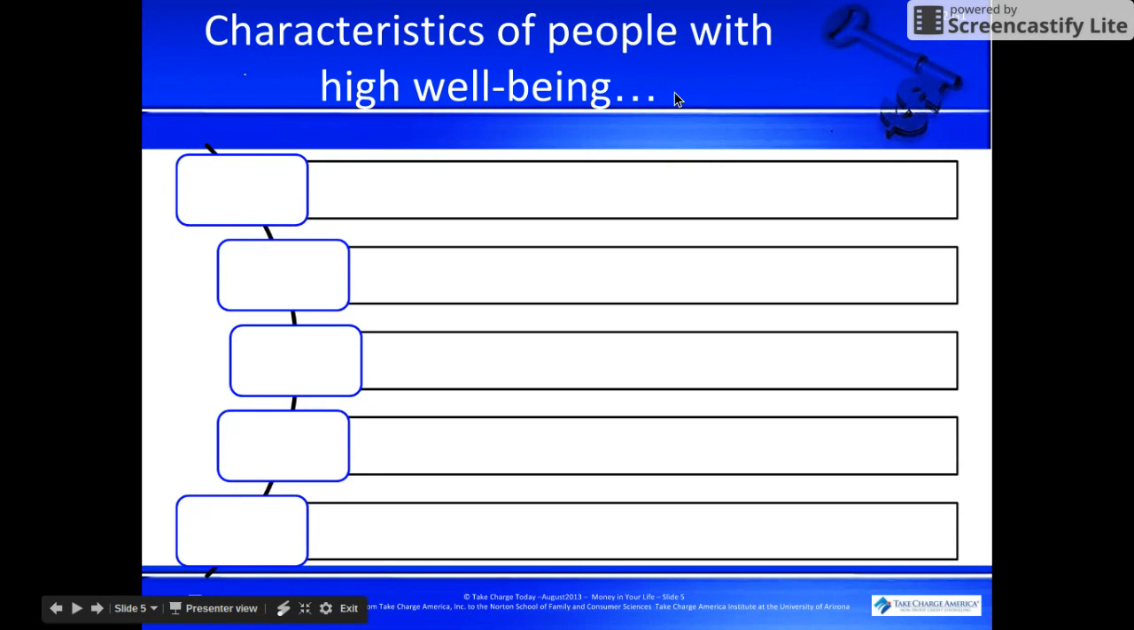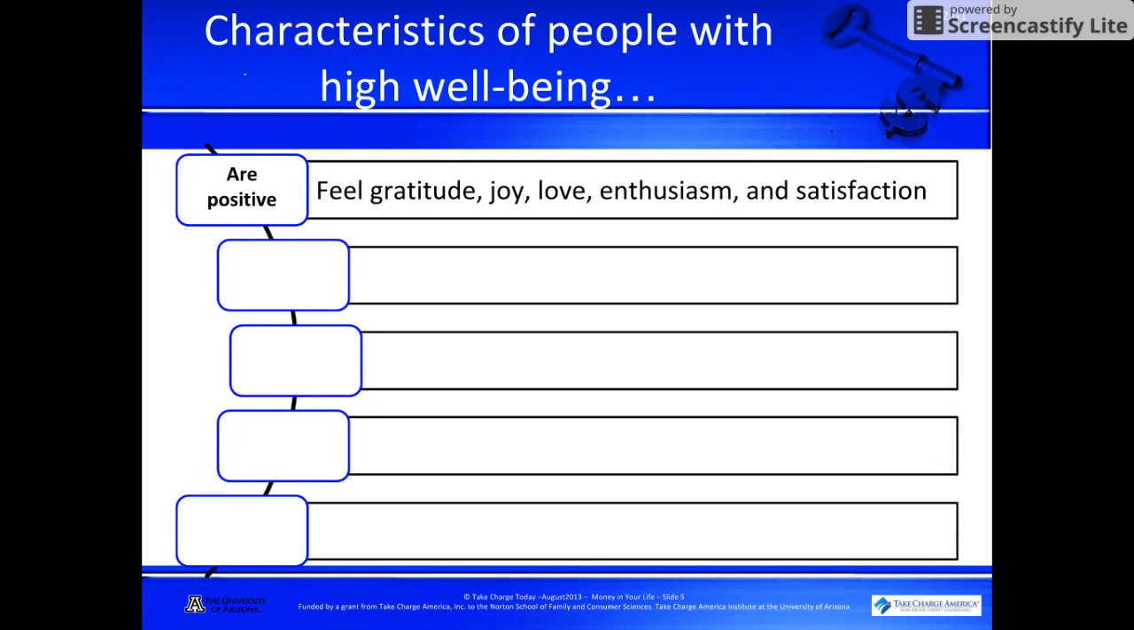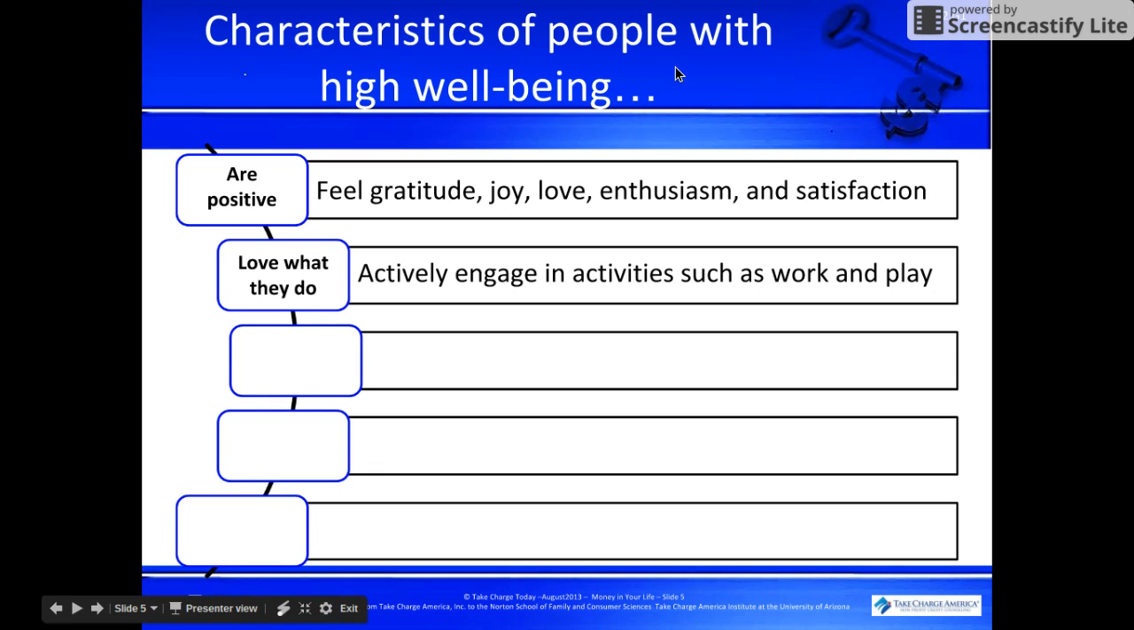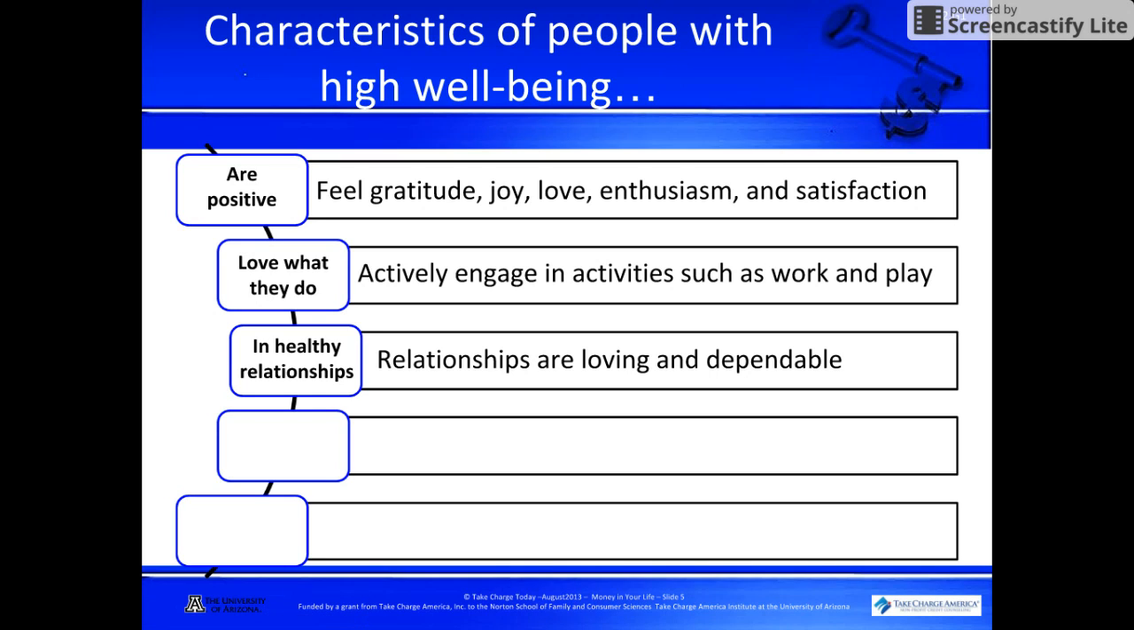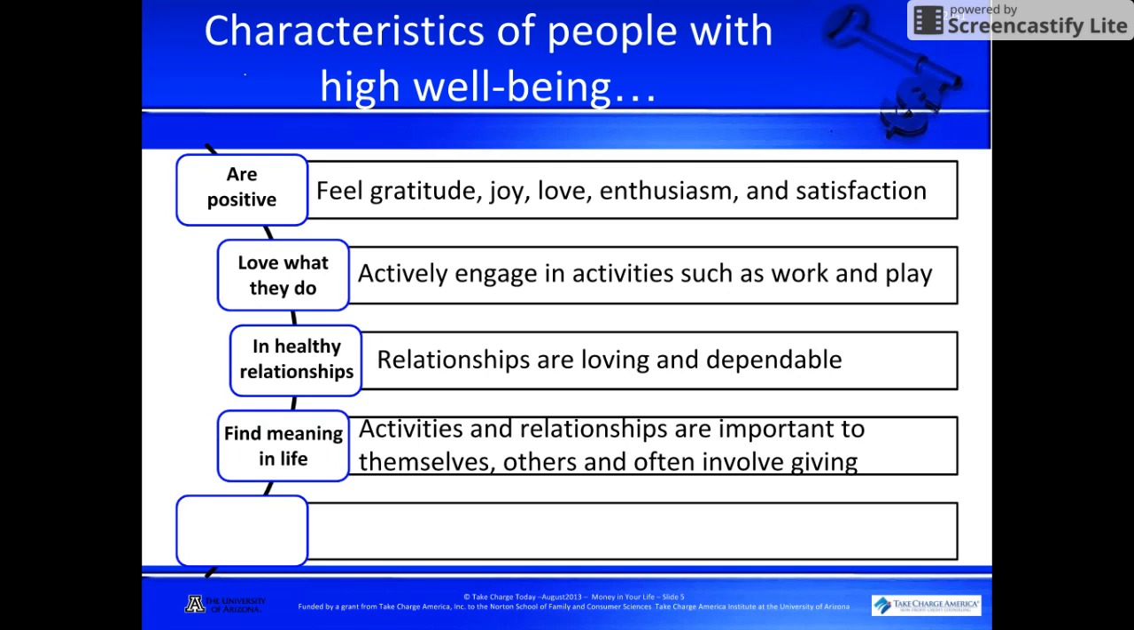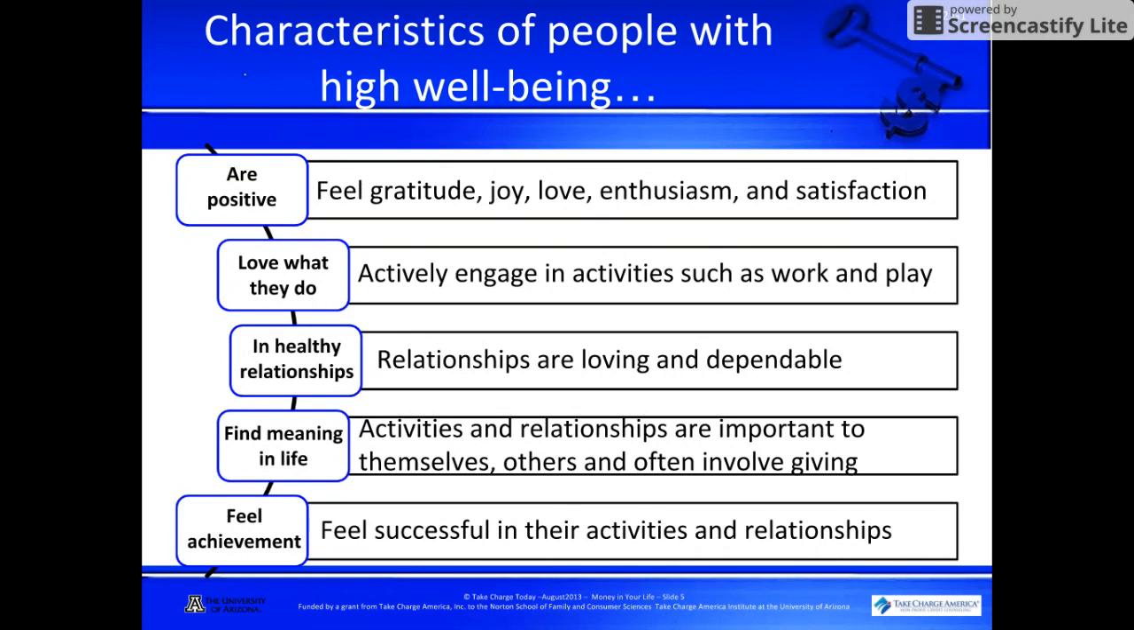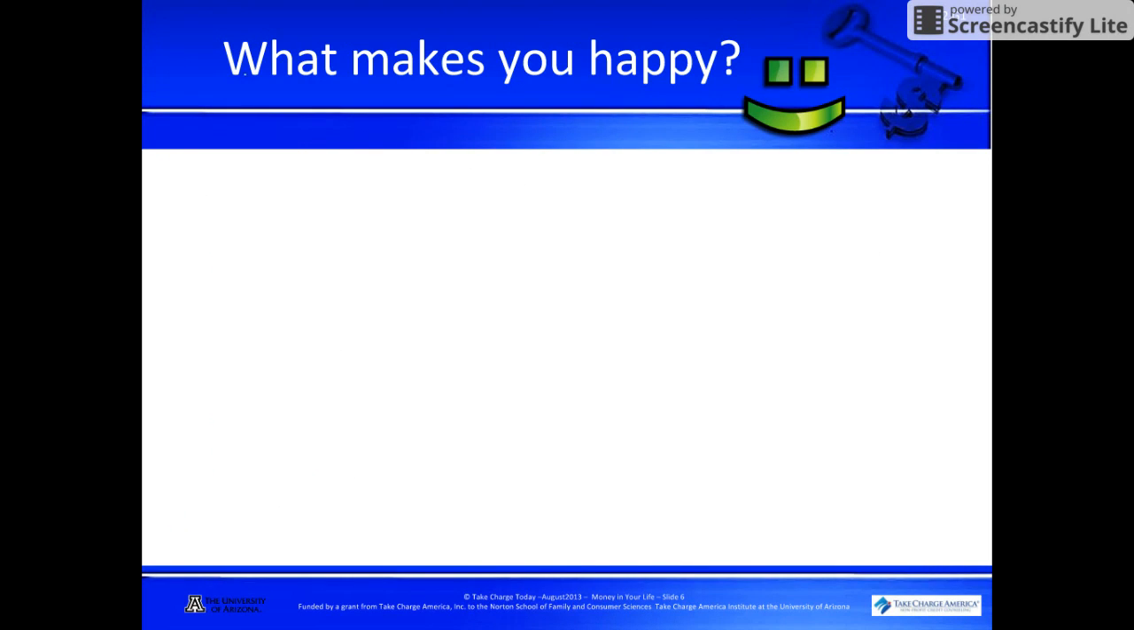Now, people who have high well-being have certain characteristics. They are positive, they feel gratitude, joy, love, enthusiasm, and satisfaction. They love what they do. They are actively engaged in activities such as work and play. They're in healthy relationships. Their relationships are loving and dependable. They find meaning in life. Their activities and relationships are important to themselves, others, and often involve giving. And finally, they feel achievement. They feel successful in their activities and relationships.